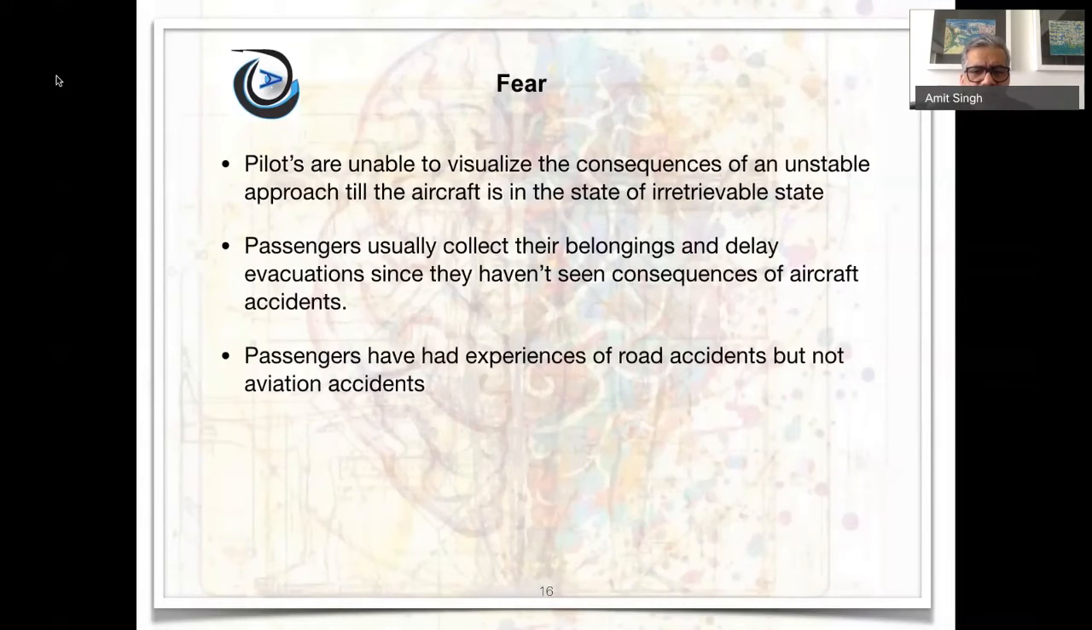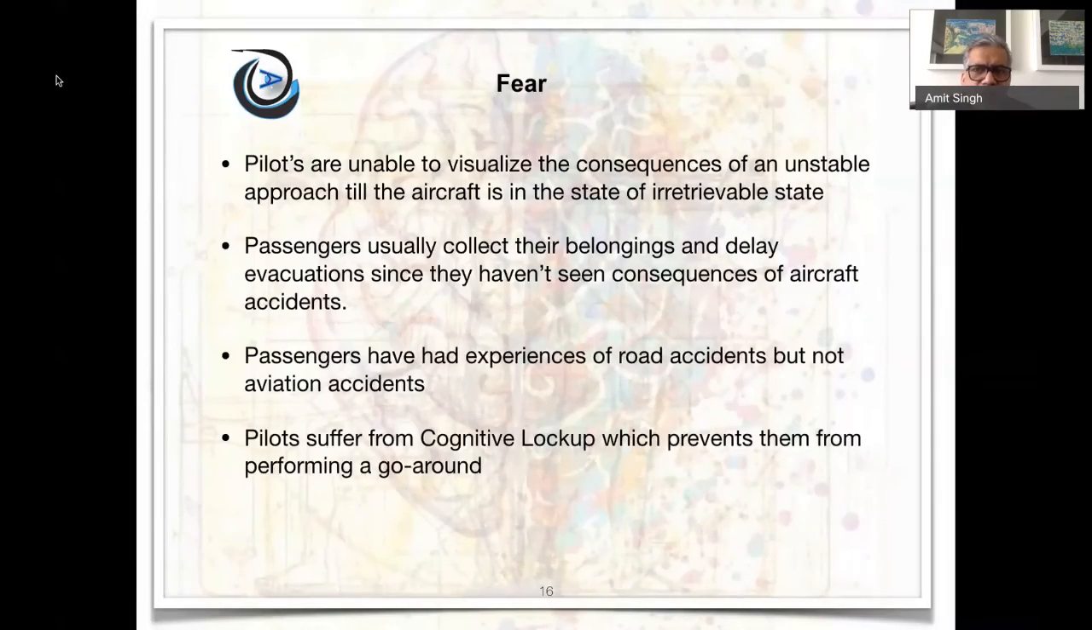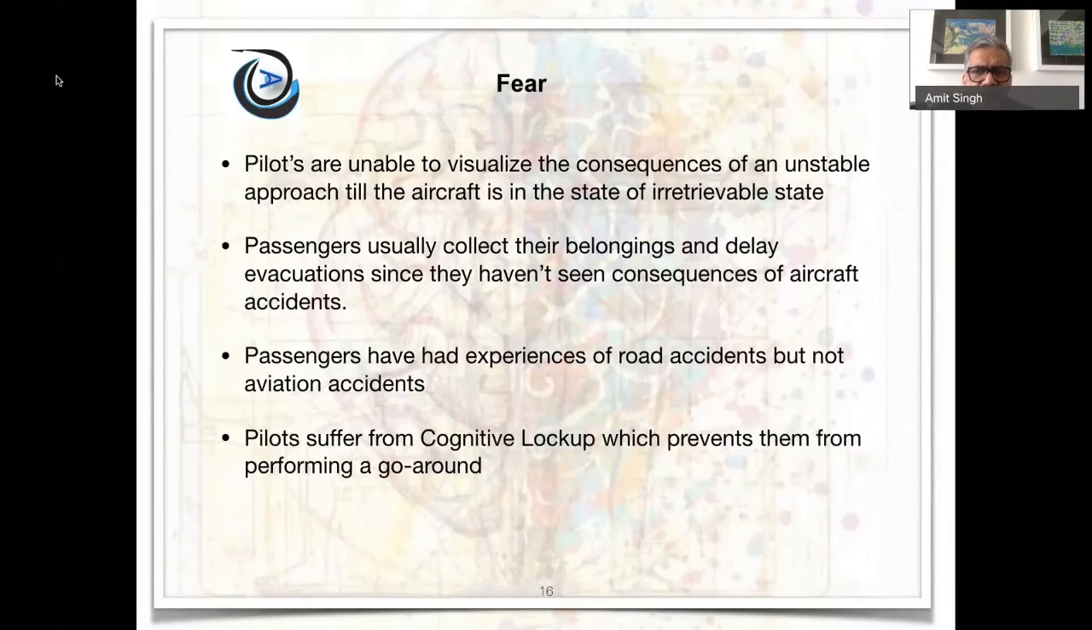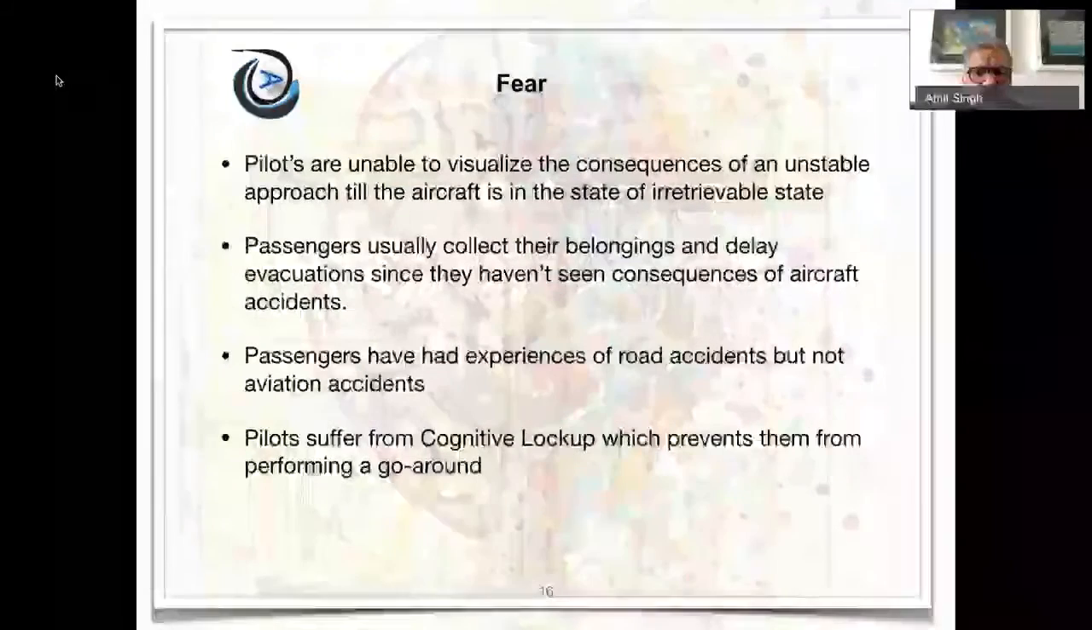Passengers have had experiences of road accidents, but not aviation accidents. Pilots suffer from something called cognitive lockup, which we saw in the previous webinars. They've been uploaded on YouTube, wherein pilots fail to go around because they are unable to switch tasks. The brain locks onto the first task, or rather prefers to finish the task in hand rather than switch to a second task which may be of higher priority. So the inability to switch tasks is called cognitive lockup.